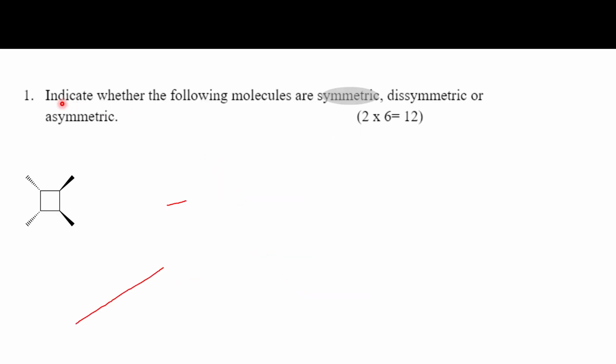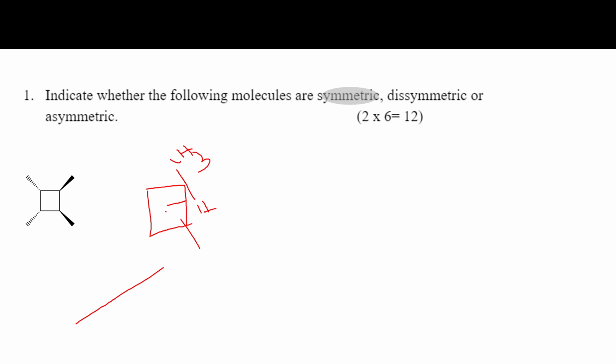Now we are going to solve some problems. The first one: we have to indicate whether the molecule is symmetric, dissymmetric or asymmetric. If you see the first example, we can draw this molecule this way. The molecule will be like this, where it is showing that 2 methyl groups are up. So now I am drawing like this, the 2 methyl groups are up, and this is hydrogen.